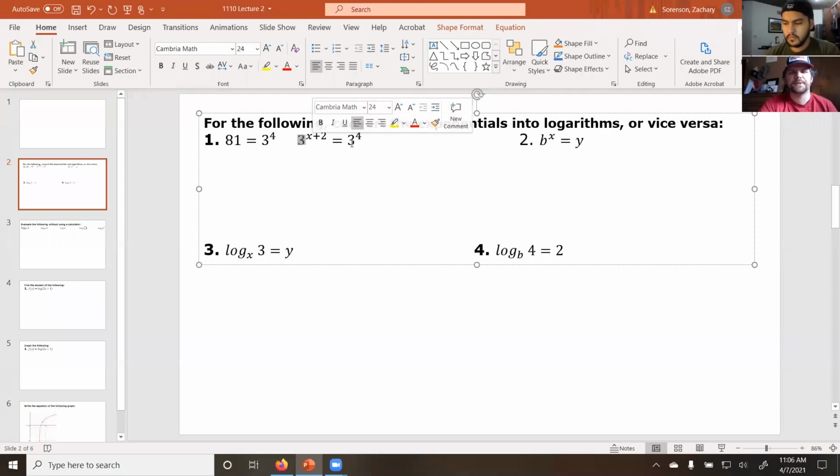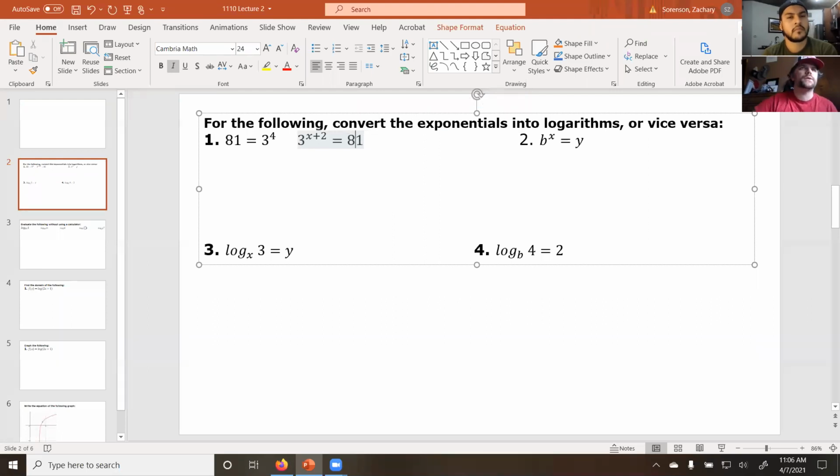This base is equal to this base, which is great because then all I have to do is set the powers equal to 0 and solve. We also talked about how, okay, maybe the bases don't exactly line up. Maybe I have something like this: 81 is equal to 3 to the x plus 2.